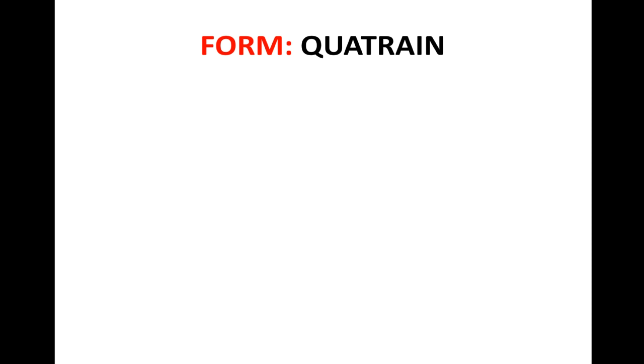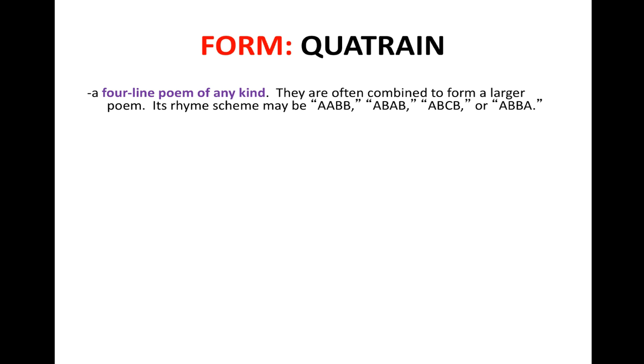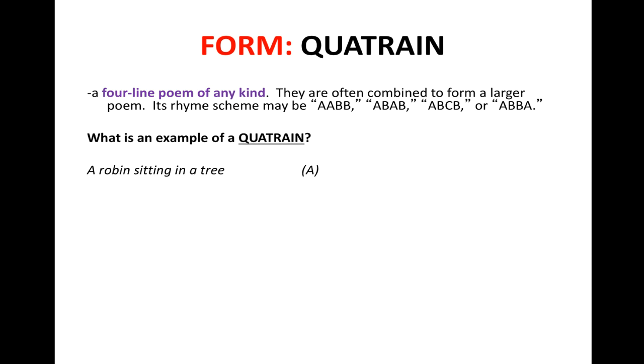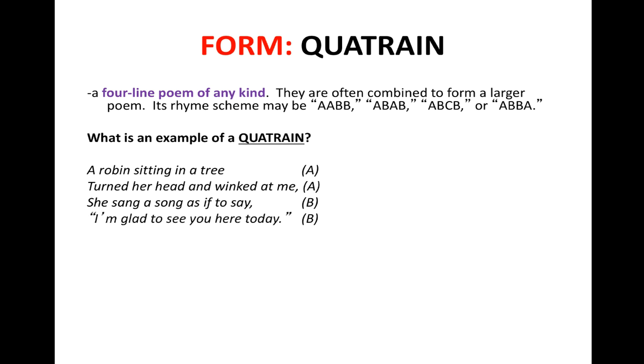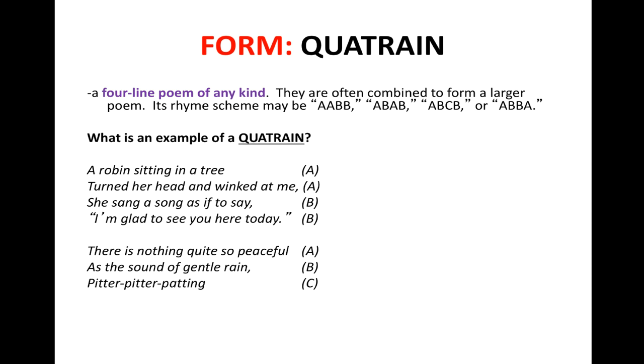Another form is quatrain, a 4-line poem of any kind. They are often combined to form a larger poem. Its rhyme scheme may be AABB, ABAB, ABCB, or ABBA. What is an example of quatrain? A robin sitting in a tree turned her head and winked at me. She sang a song as if to say, "I'm glad to see you here today." AABB. There is nothing quite so peaceful as the sound of gentle rain, pitter pitter patting against my window pane. As you see, ABCB.